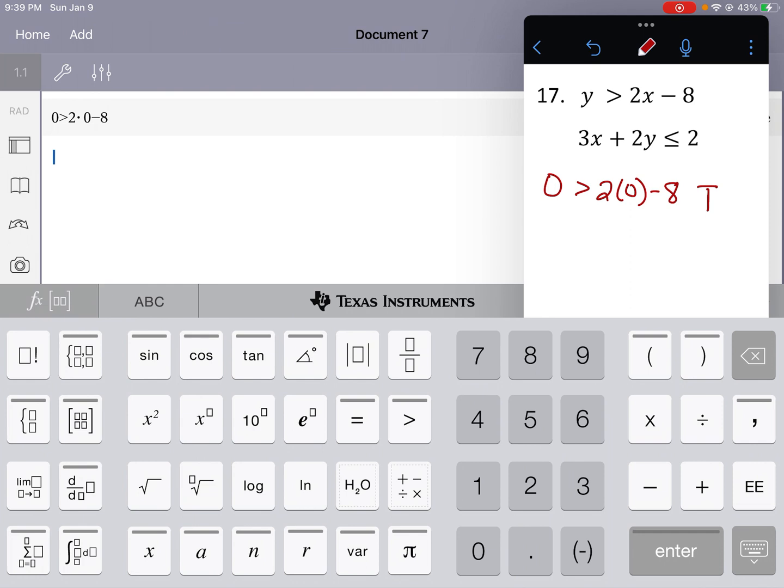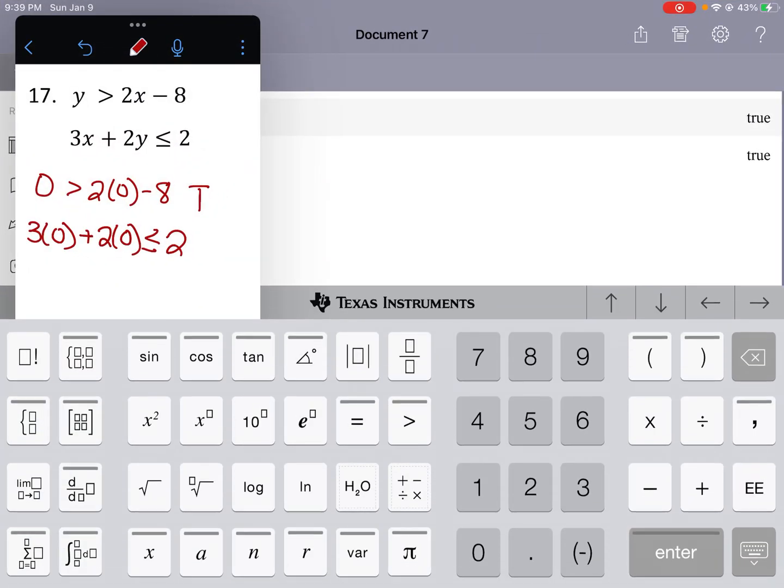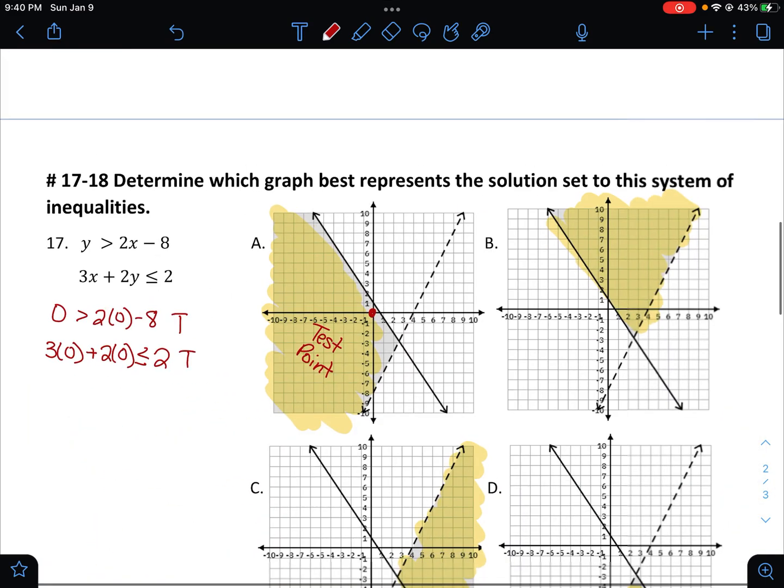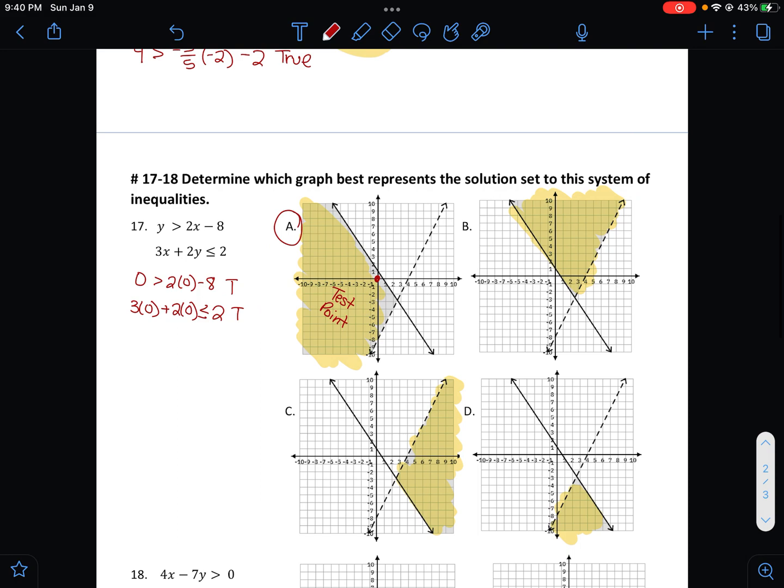Okay, then I do 0, 0 for the second one. 3 times 0 plus 2 times 0 is less than or equal to 2. I get true. So since I got true on both of them, that means that's my solution right there. A is my solution.